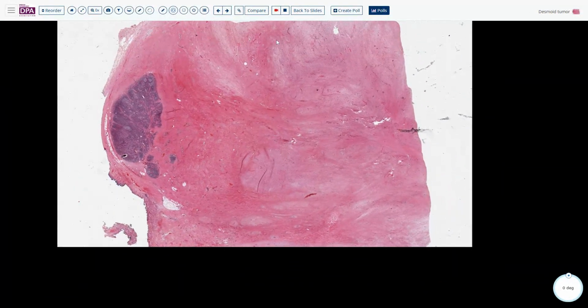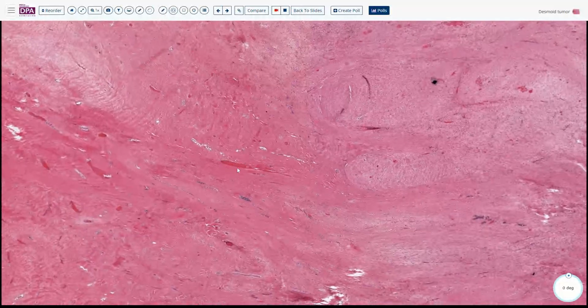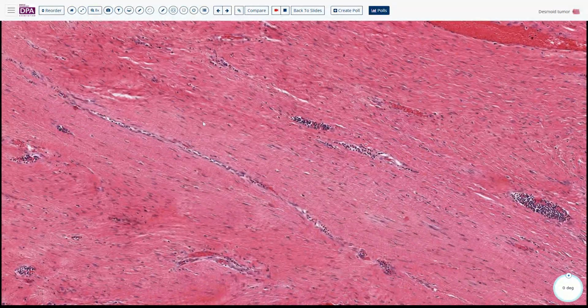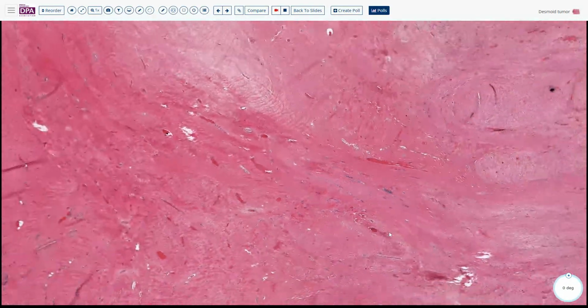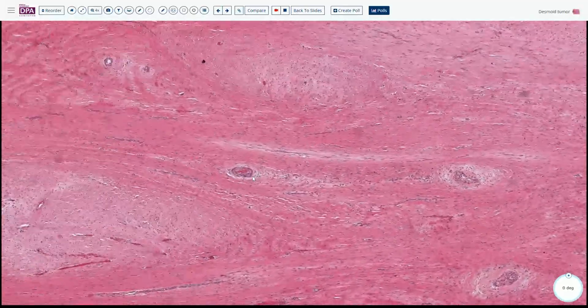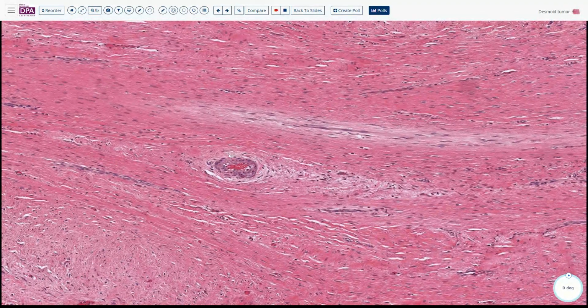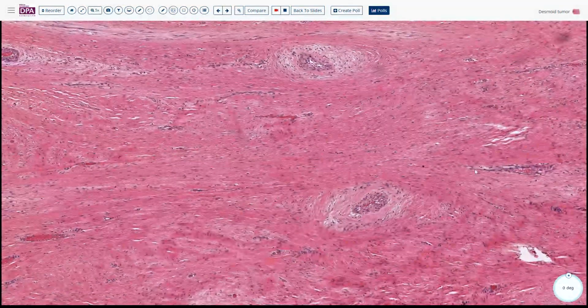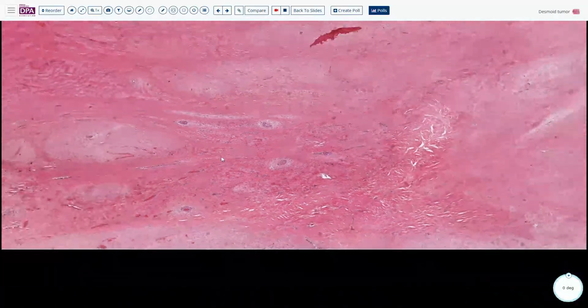And for this one, you can also see spindle cell proliferation forming wavy collagen and long fascicles. And for this one, I would like to show you one feature. Around the vessel, we can see this edema, a lighter colored edema surrounding the vessel. This is one of the characteristic findings of fibromatosis.